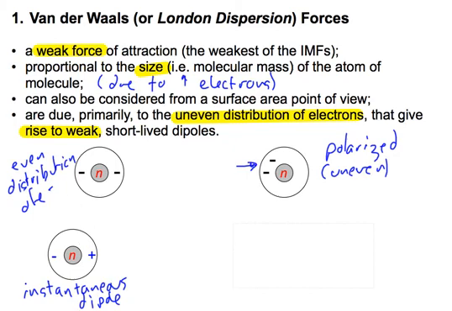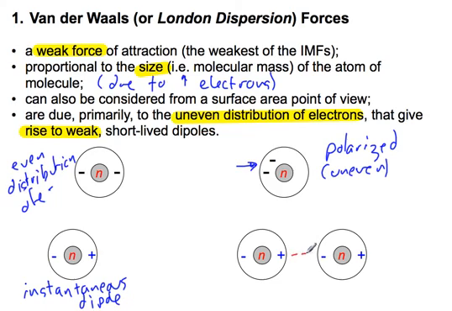Well, if it's a dipole, what it means is it can actually interact with another dipole, or it can actually induce a dipole. It can cause another atom to become a dipole. And if that happens, what you get is this weak force of attraction. And so that is an LDF.